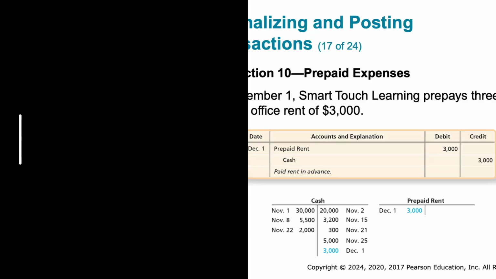We have an asset, right? So it's increasing 3,000 prepaid rent, and that is a debit.